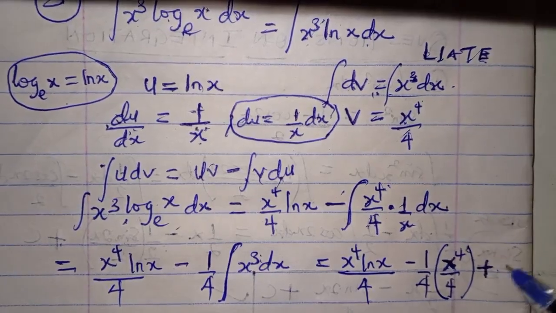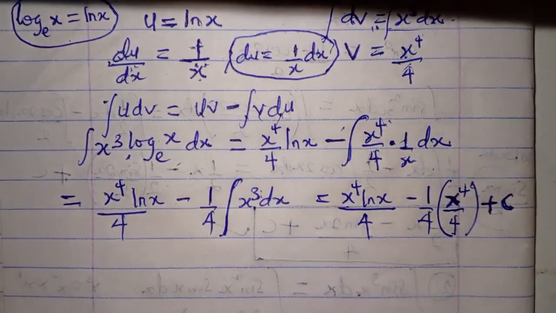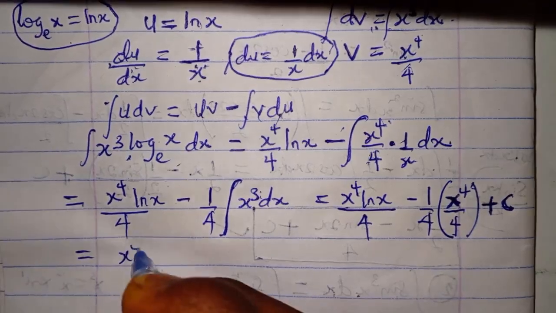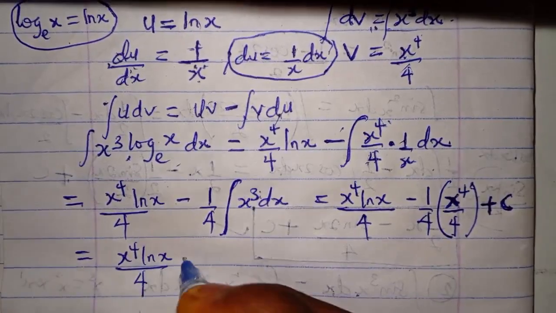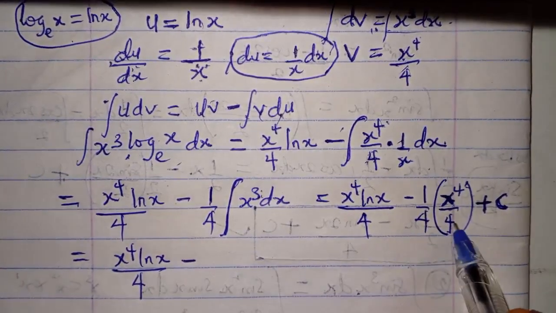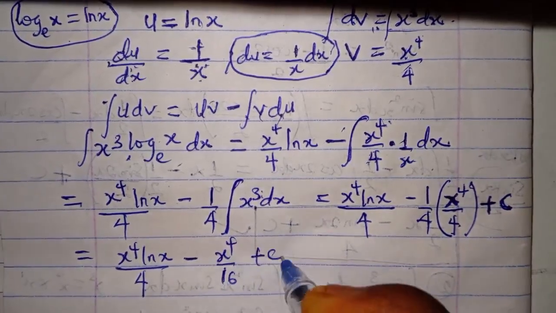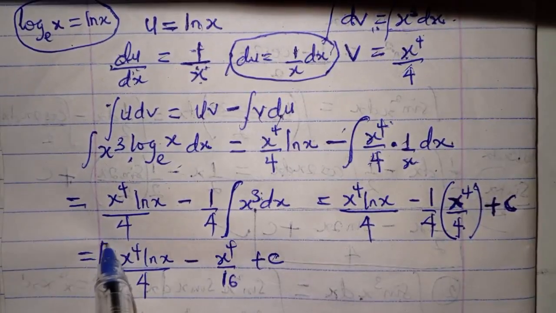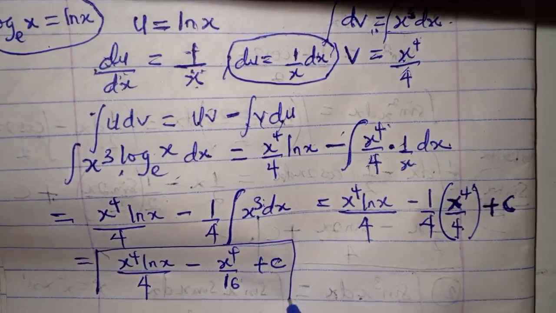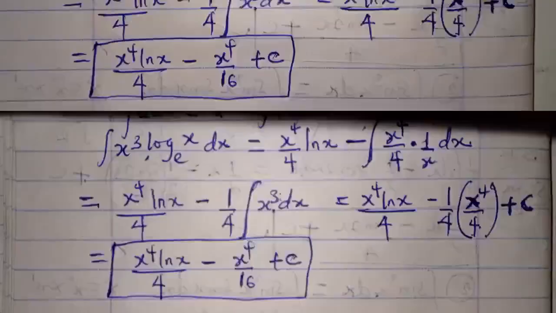The integral is indefinite, so we add a constant to it. So what is this now equal to? This is x to the fourth ln x all over 4 minus 4 times 4 is 16, so we have x to the fourth all over 16 plus c. This is the integral of x cubed ln x dx. Alright, it's as simple as this.